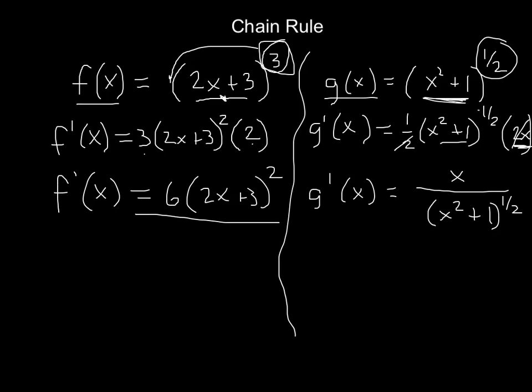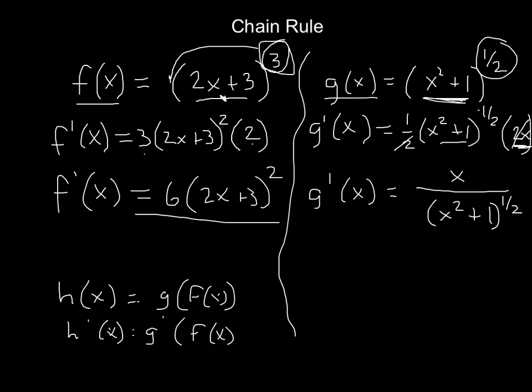So again, chain rule is going to be when you have a function in a function. So if we have some function, just as a general rule, h of x equals g of f of x, you want to do g prime to find h prime of x. You want to do g prime of f of x times f prime of x.